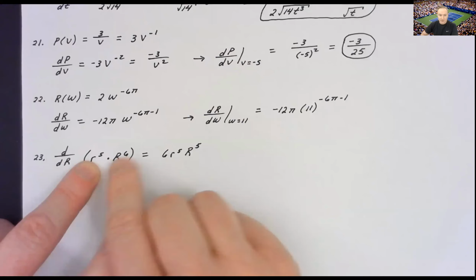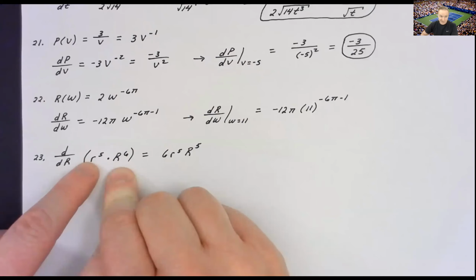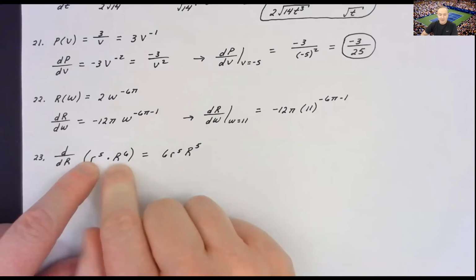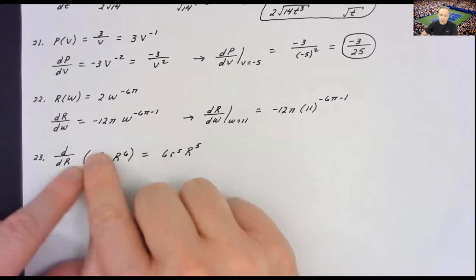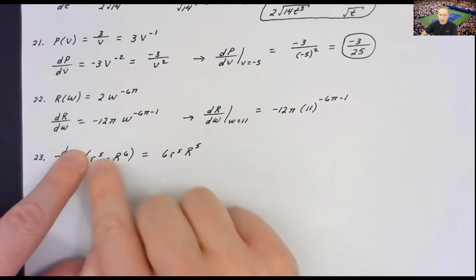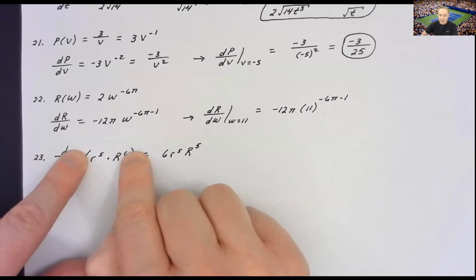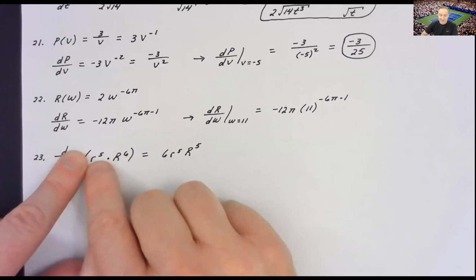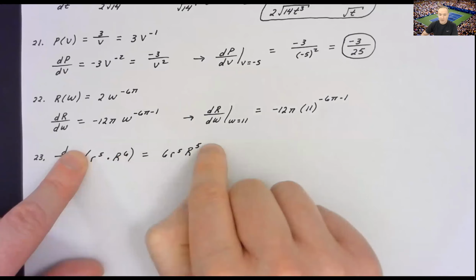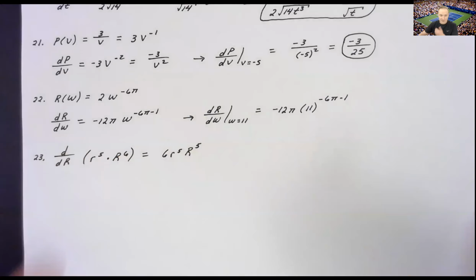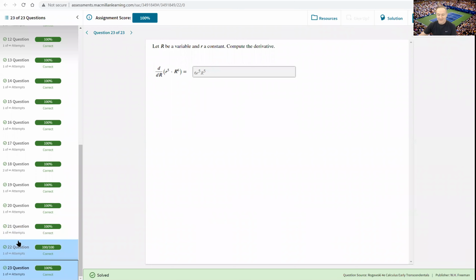So I take the derivative of this term here. This is just its coefficient. How do I take the derivative? Well, the power rule says bring any exponent down, multiply it by any coefficient, and then decrease the power on the variable by 1. So that gives me 6r to the 5th times capital R to the 5th. Final answer. A little bit of a strange problem, but I like it. Hopefully you do too. And that's the end of that homework assignment.